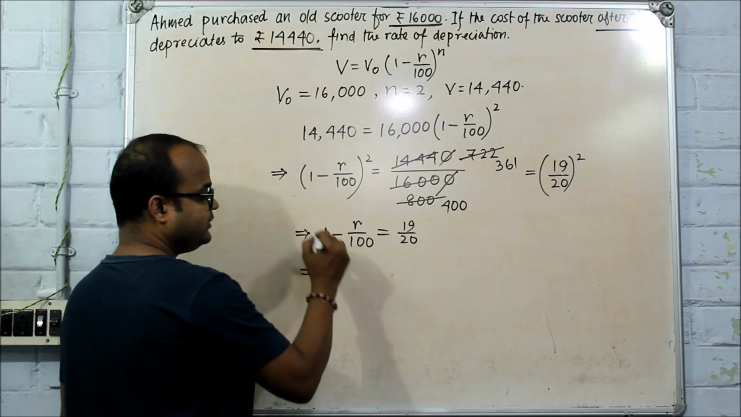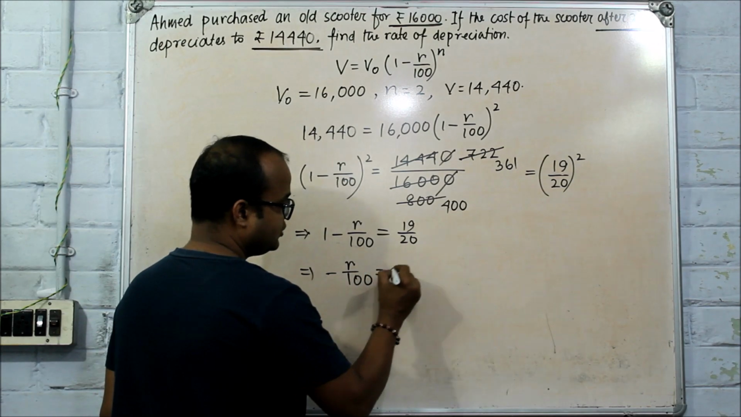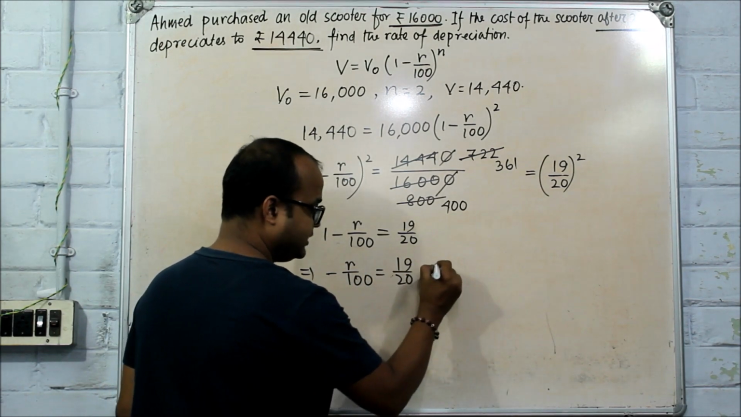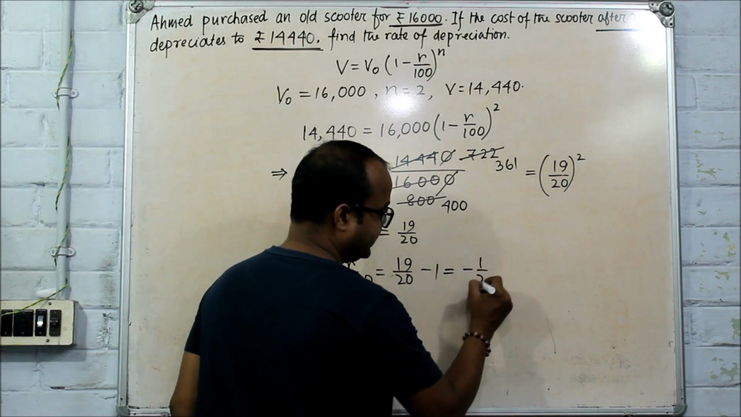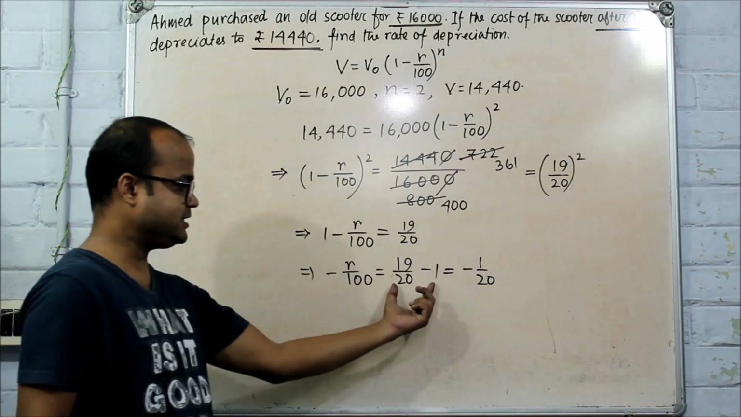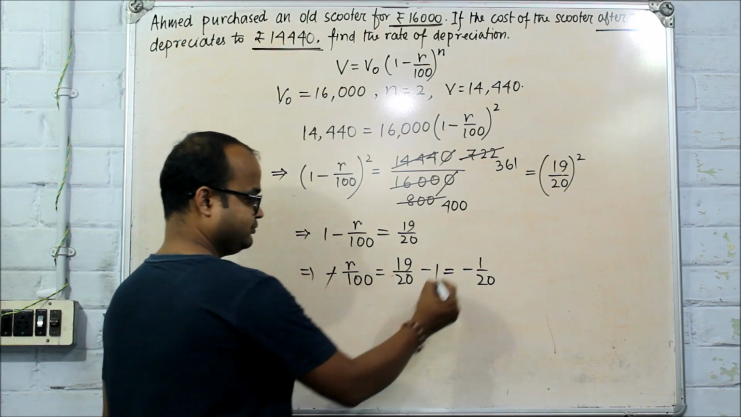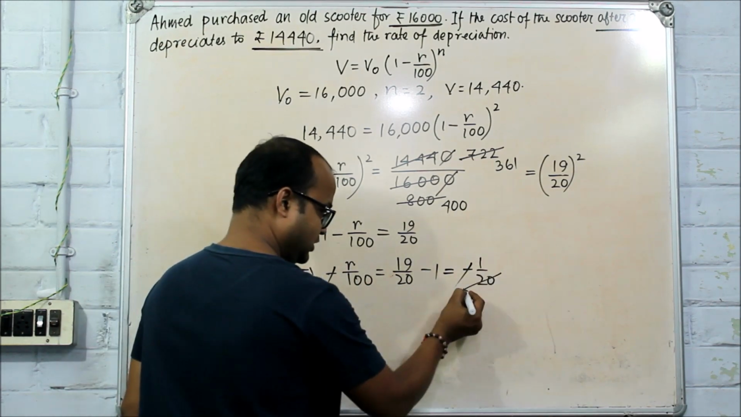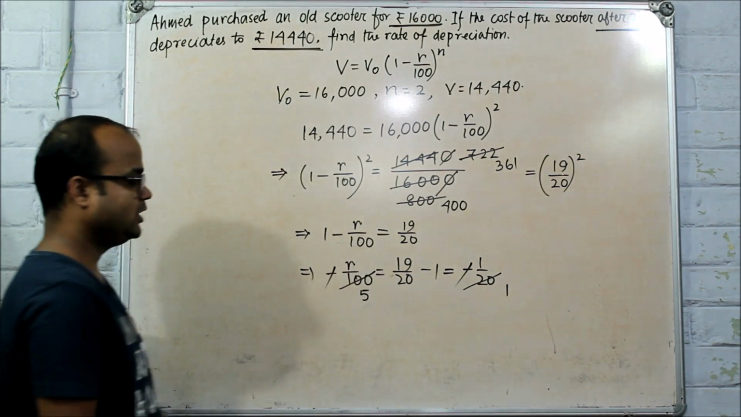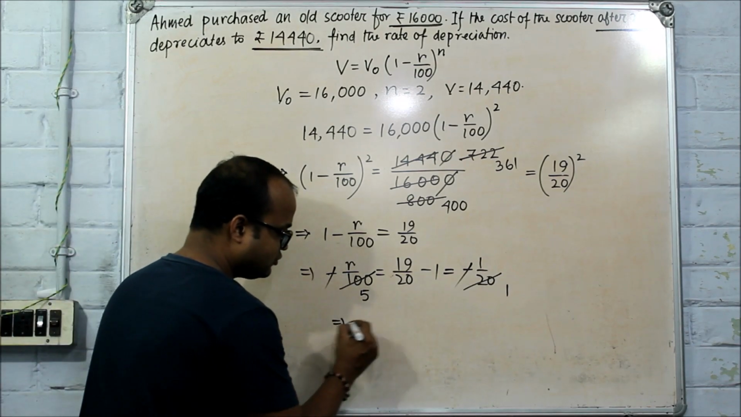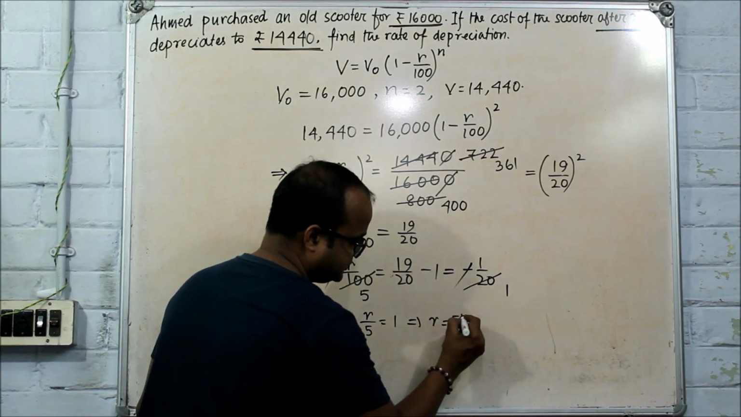Clear? So now if I take 1 to the other side, minus R by 100 is equal to 19 by 20 minus 1. So 19 by 20 minus 1, you will take the LCM as 20. So 19 minus 20 by 20, that is minus 1 by 20. This minus and this minus will get cancelled. 20 1s are 20, 25s are 100. So it is equal to R by 5 is equal to 1. It implies R is equal to 5%.